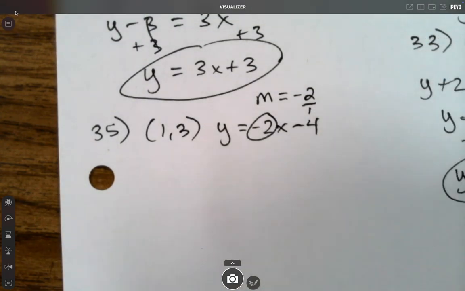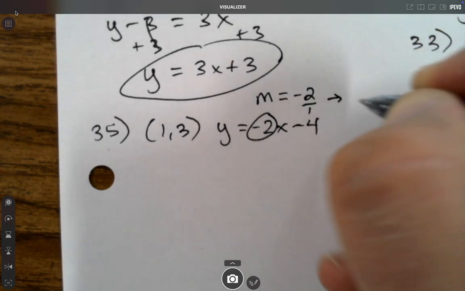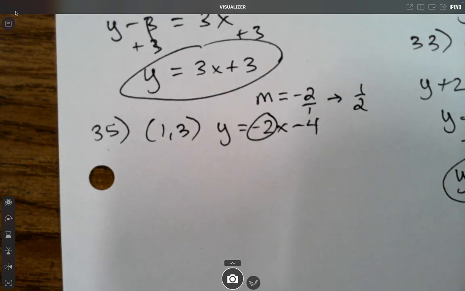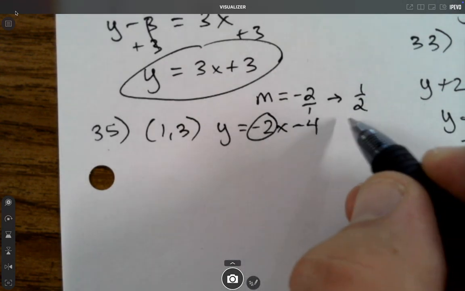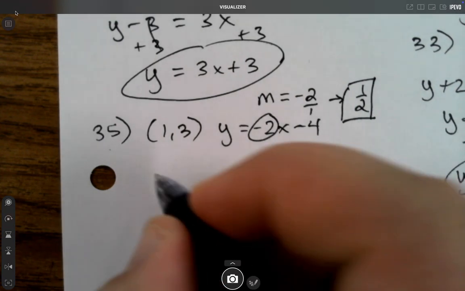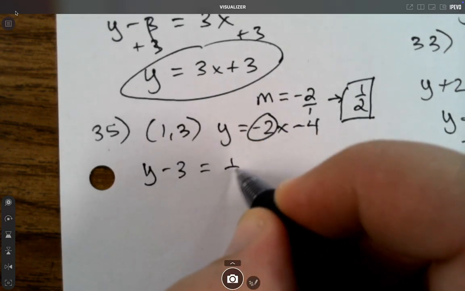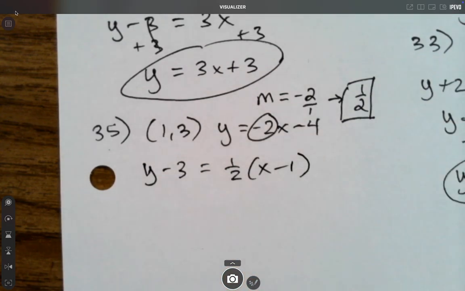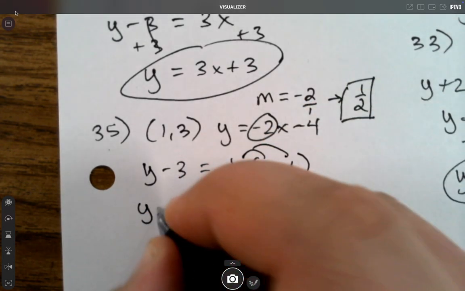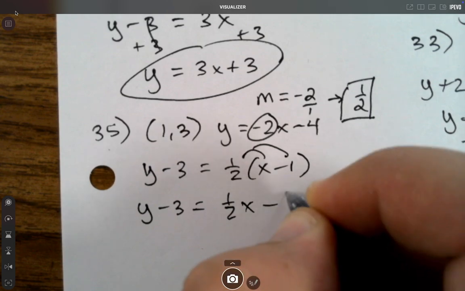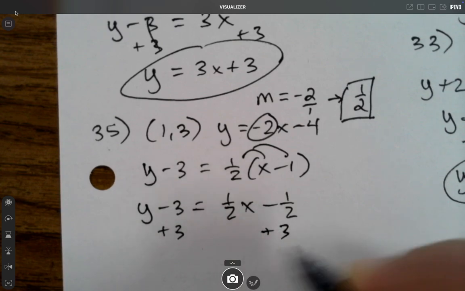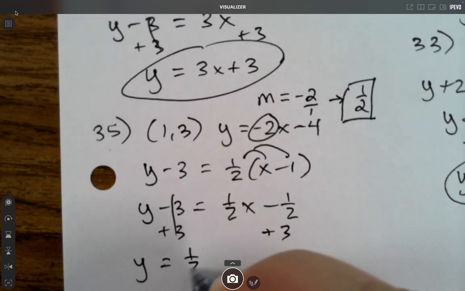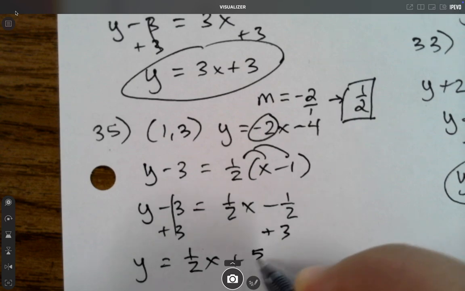So I'm going to write this as a fraction, because to get the perpendicular slope, I have to flip the fraction upside down and change the sign. So since it was a negative, I make my slope a positive. So this is the slope we'll use. So I do y minus 3 equals 1/2 times x minus 1. I distribute the 1/2. Then I add 3 to both sides. You get y equals 1/2 x plus 5/2.